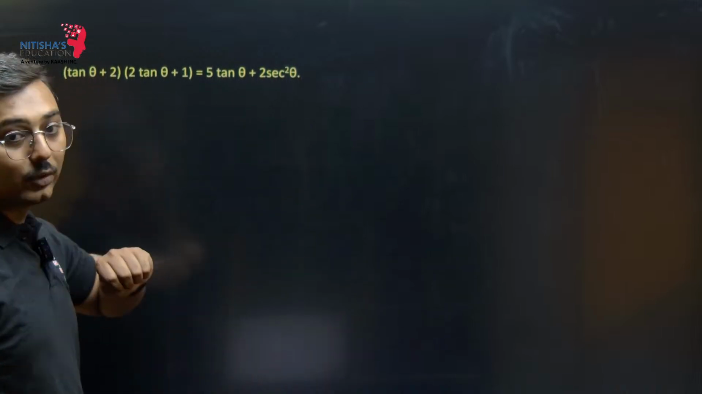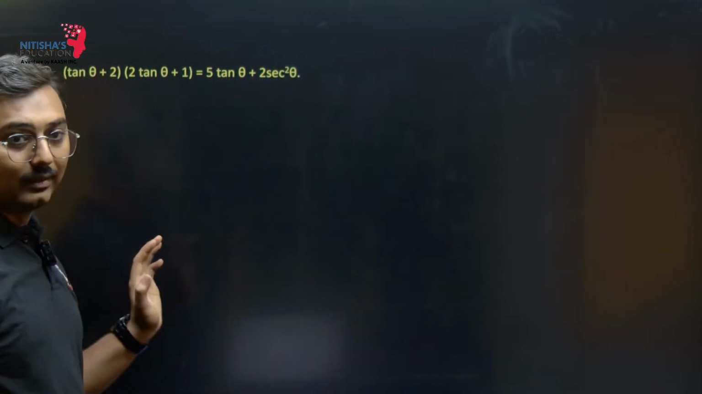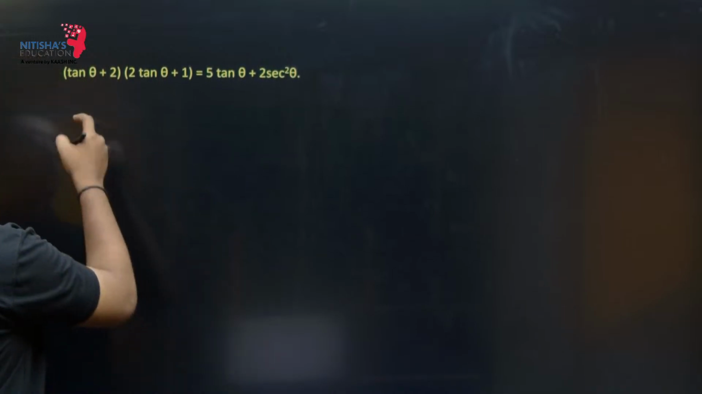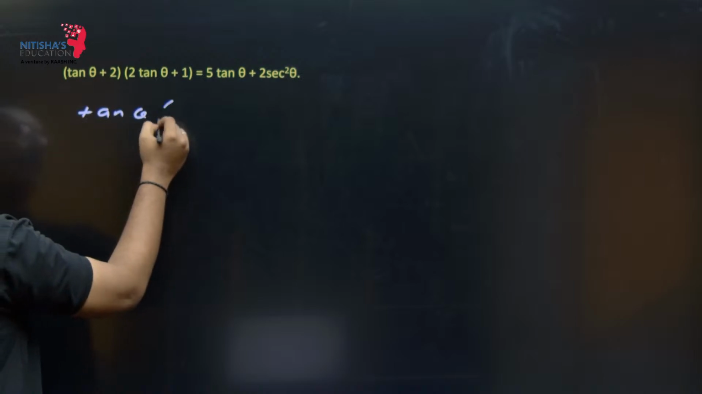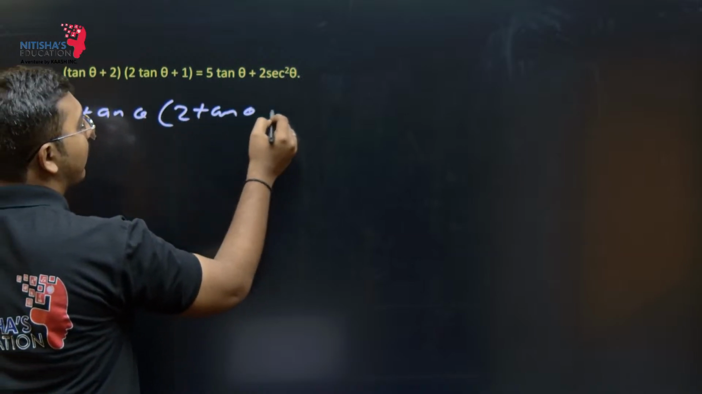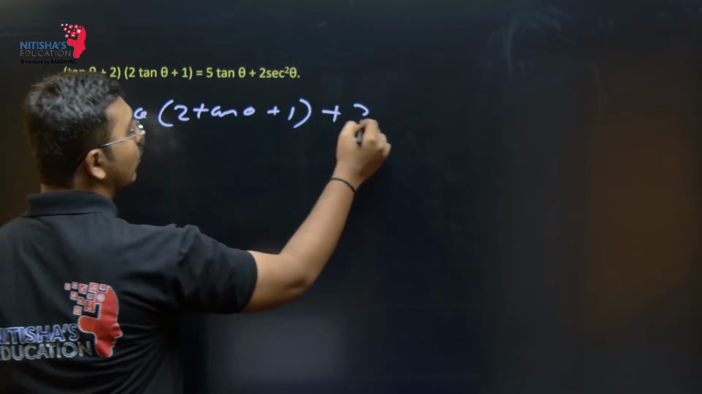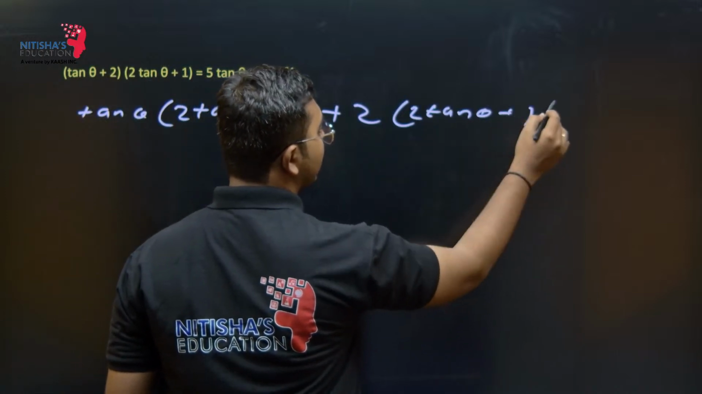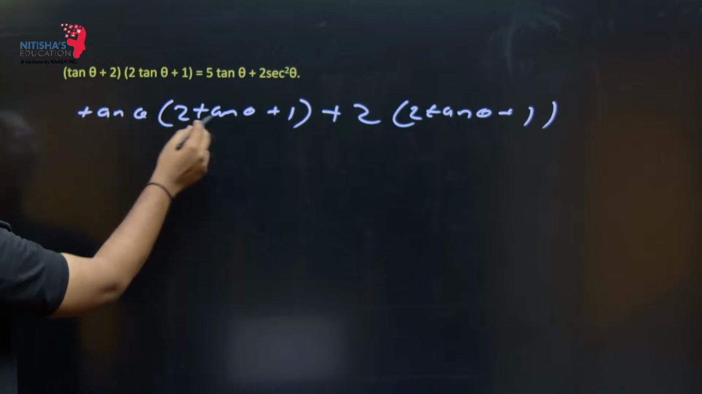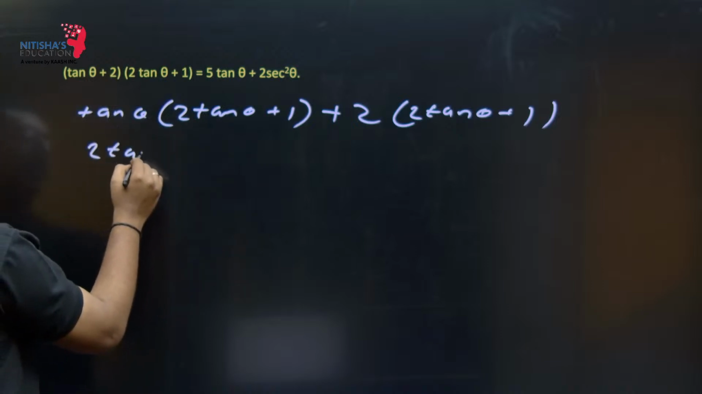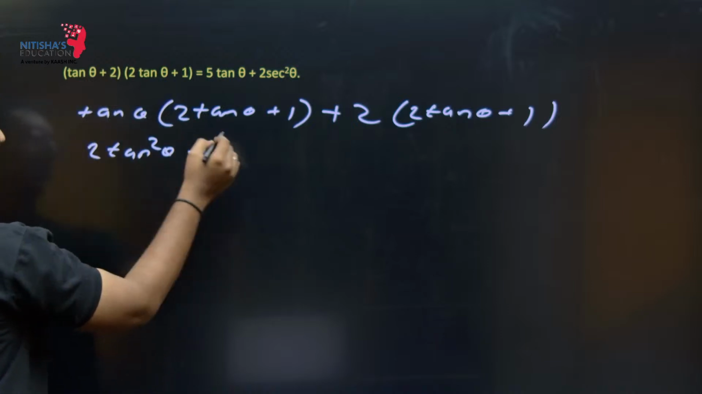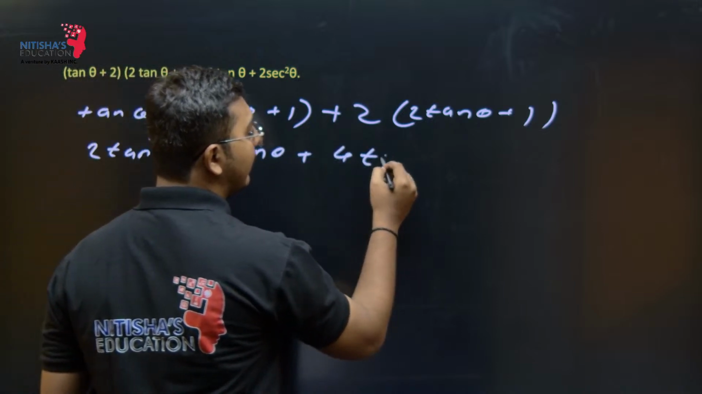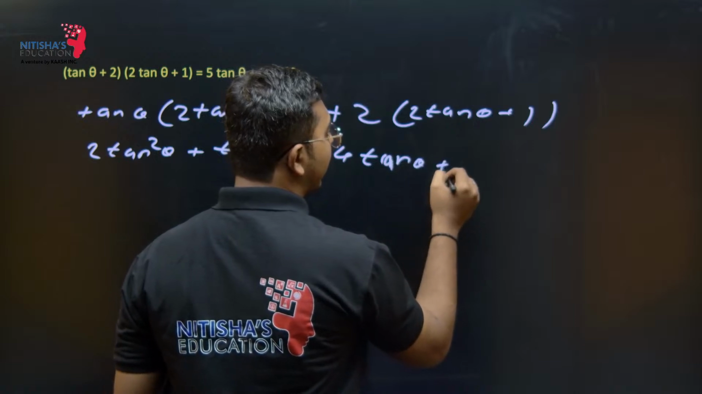Now again, this question, it is the simplest thing. What we have to do? We have to just multiply the right hand side. So tan theta multiplied by 2 tan theta plus 1, plus 2 times bracket tan theta plus 1. Tan theta into 2 tan theta, 2 tan square theta, plus tan theta, plus 2 twos are 4 tan theta plus 2.